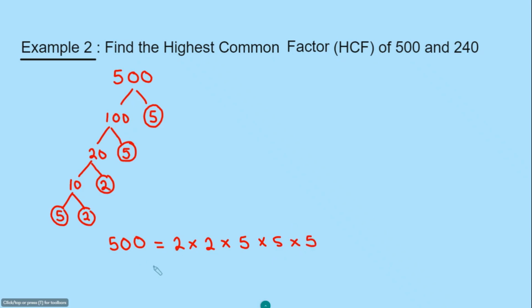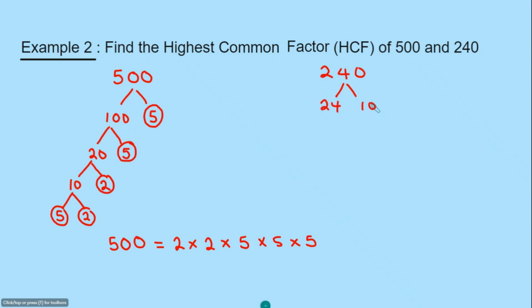So I'm done with 500, writing it as a product of primes. Now my next goal is to go to 240 and do the same split up. So I can start off here, 240, and split this right up here. If I split this up, I'll have 24 and 10.